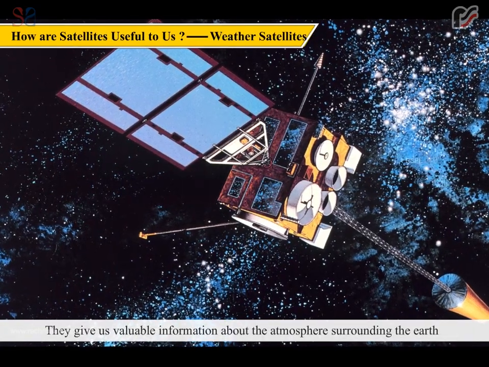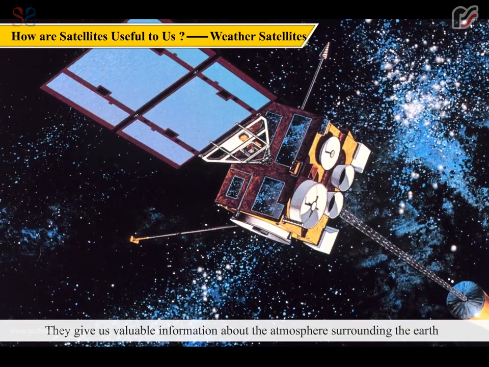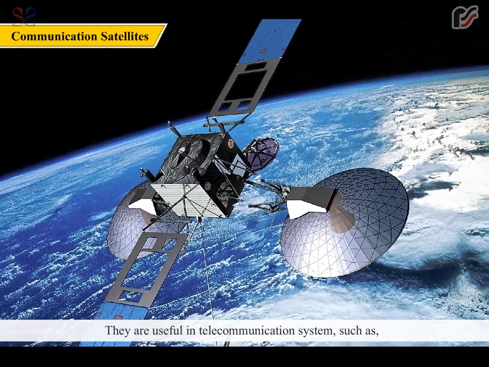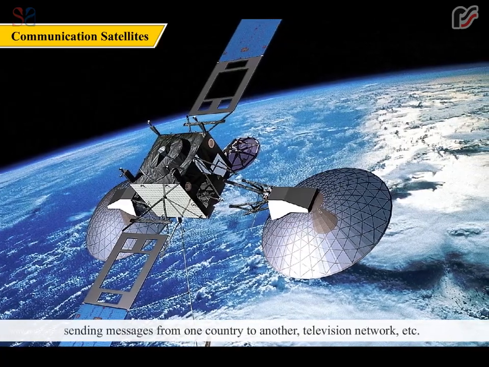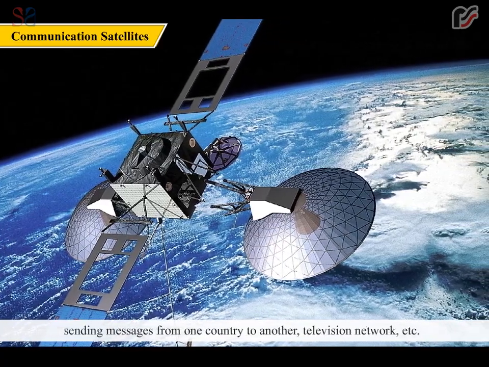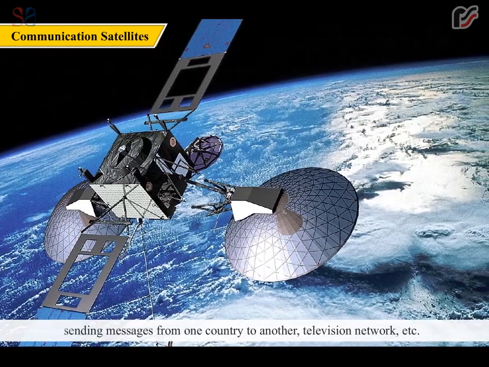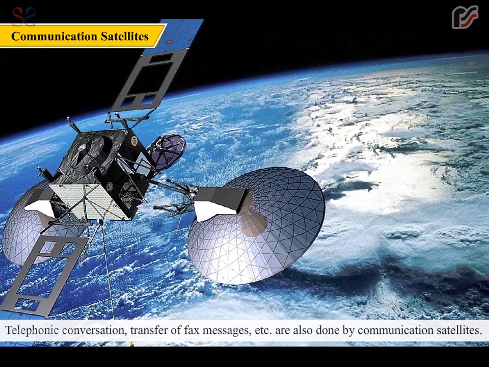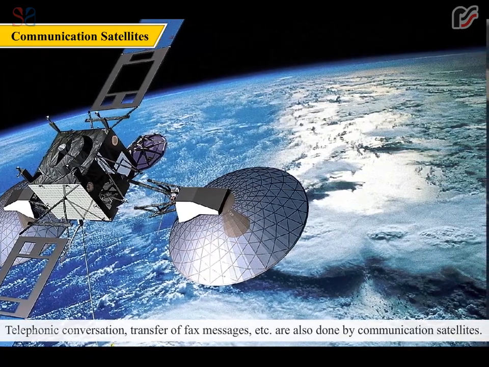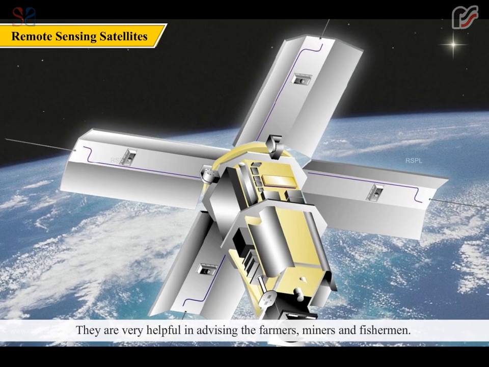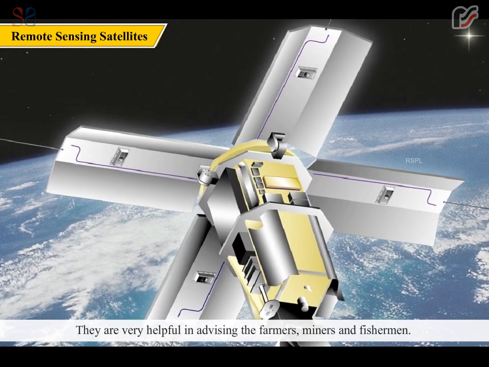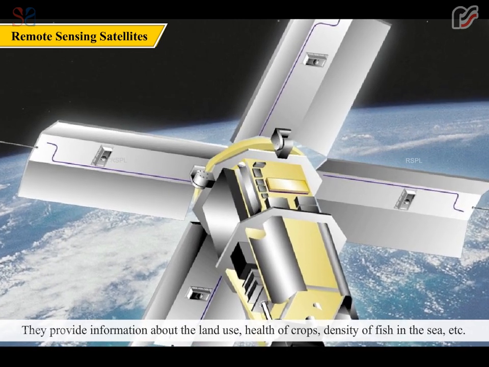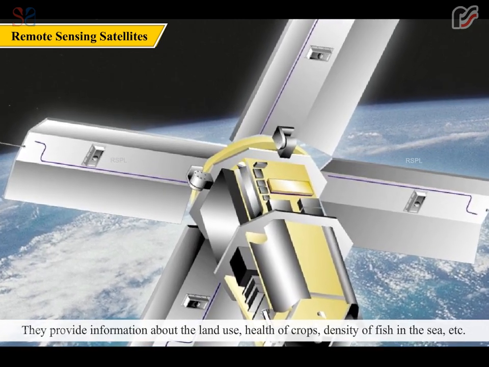They give us valuable information about the atmosphere surrounding the Earth and forecast the weather. They are useful in telecommunication systems, such as sending messages from one country to another, television network, etc. Telephonic conversation, transfer of fax messages, etc. are also done by communication satellites. They are very helpful in advising the farmers, miners and fishermen. They provide information about land use, health of crops, density of fish in the sea, etc.